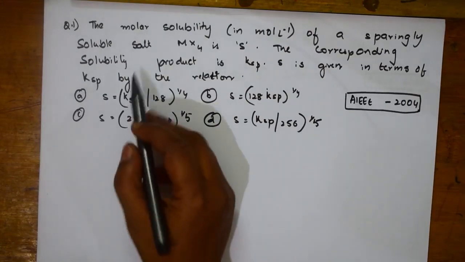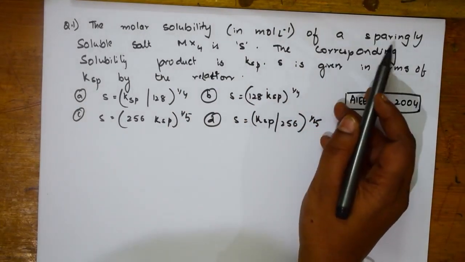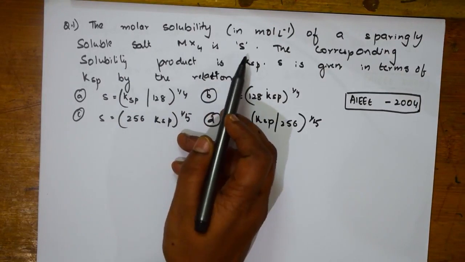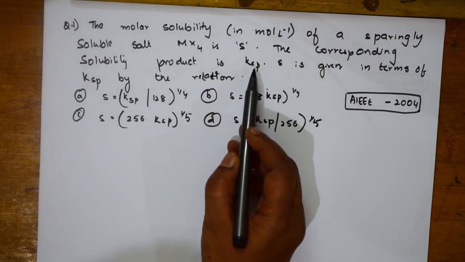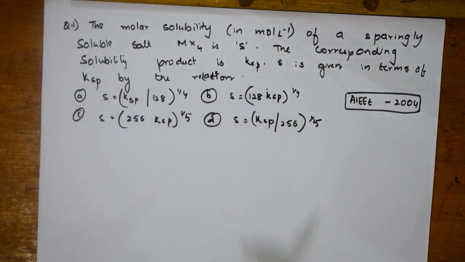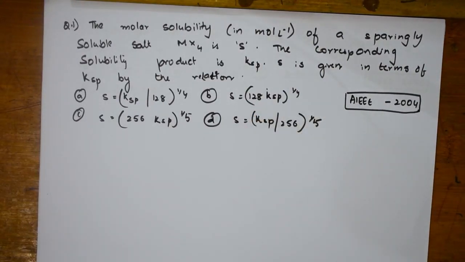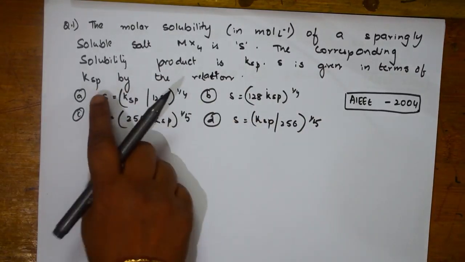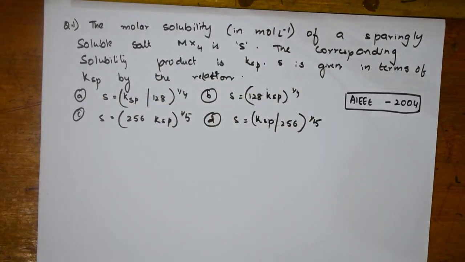Here they've given us the molar solubility, that is mole per liter, of a sparingly soluble salt of type MX4, which is S. The corresponding solubility product is KSP. S is given in terms of KSP by the relation. We have already solved for type AB2 and AB4. So they are expecting us to write the relation between S and KSP for MX4.